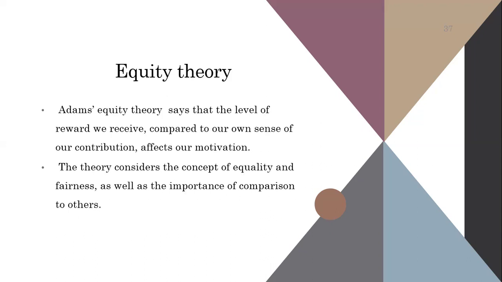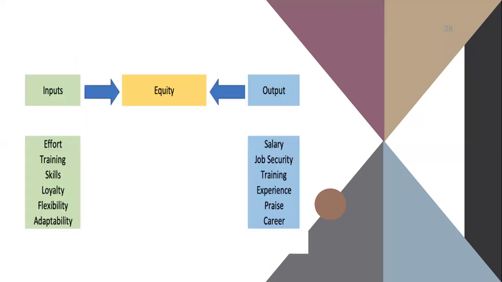Moving on to equity theory. Adams' equity theory says that the level of reward we receive compared to our own sense of contribution affects our motivation. So this theory considers the concept of equality and fairness, as well as the importance of comparison to others. This is a diagrammatic representation which shows the inputs, which include effort, training, skills, loyalty, flexibility, and adaptability, and the outcomes, which include salary, job security, training, experience, praise, and career.